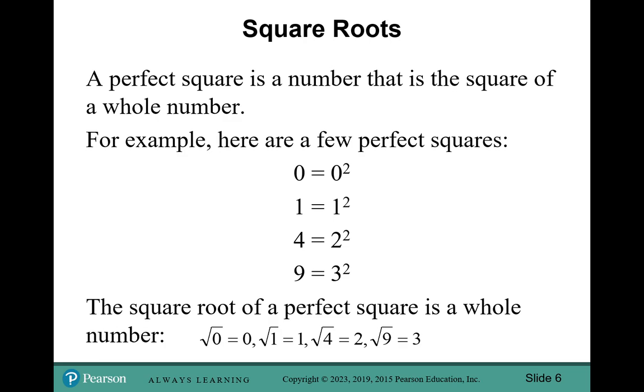0 is a perfect square because 0 squared is 0. 1 is a perfect square because 1 squared is 1. 4 is a perfect square because 2 squared is 4. 9 is a perfect square because 3 squared is 9. The square root of a perfect square is a whole number. The square root of 0 is 0. The square root of 1 is 1. The square root of 4 is 2. The square root of 9 is 3.